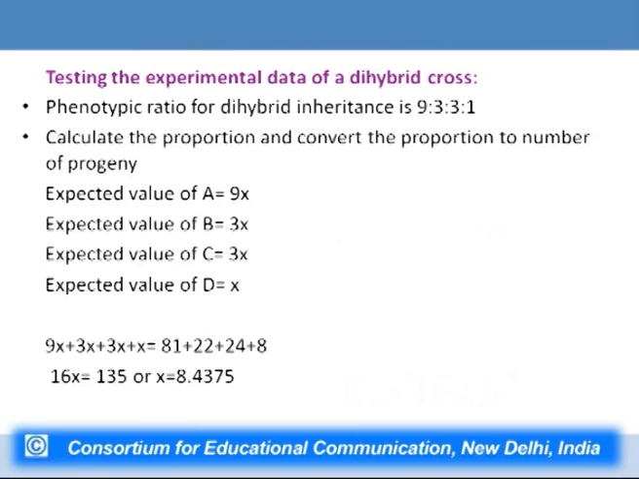The phenotypic ratio for the dihybrid inheritance will be calculated and the proportions will be converted to numbers. The expected value of A is 9x, for B it is 3x, for C it is 3x and for D it is x. So, we will calculate the value of x by summing up the numbers of all the phenotypes, which leads to an x value of 8.4375.